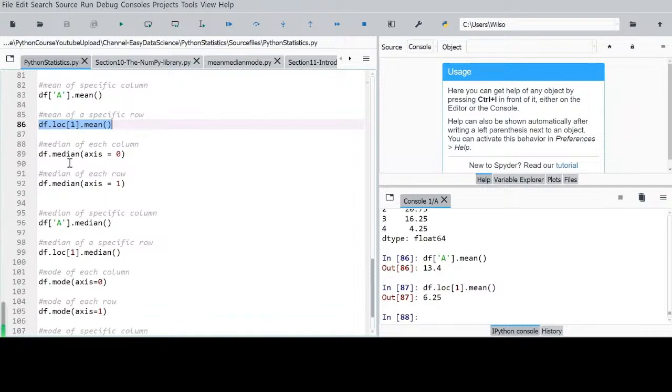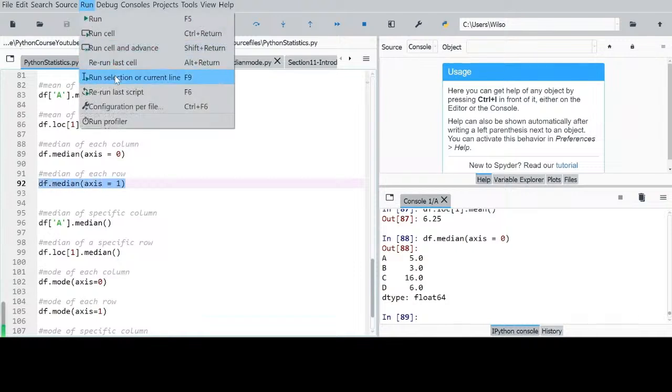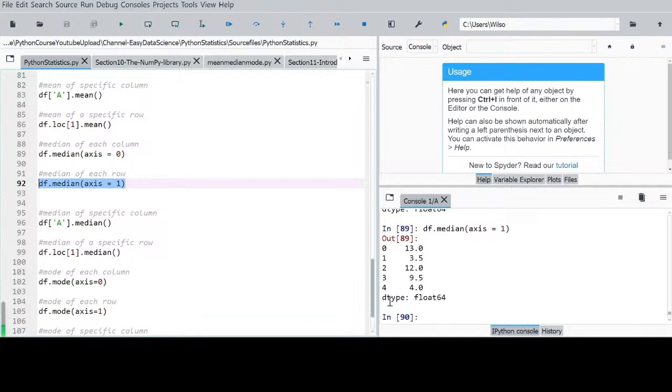So for the median function, we have the same mechanism, just assign 0 if we want to calculate the median of all columns of this data frame, or we just want to calculate each row median of this data frame. So this is the median of each column. And this is the median of each row.